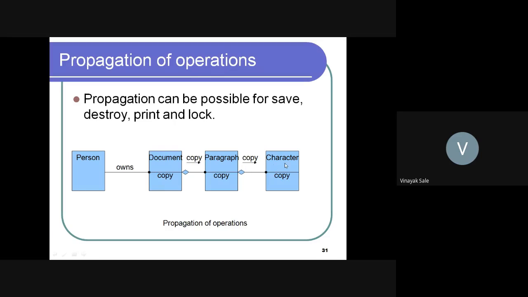It does not go in the reverse direction. It goes only in the forward direction. A document is made from paragraphs, and a paragraph is made from characters. It does not act as if a character is made from a paragraph and a paragraph from a document. It does not act like this, but it acts like this: the document copies from the paragraph, and the paragraph copies from the character. This is a propagation operation which goes only in the forward direction, not backward.